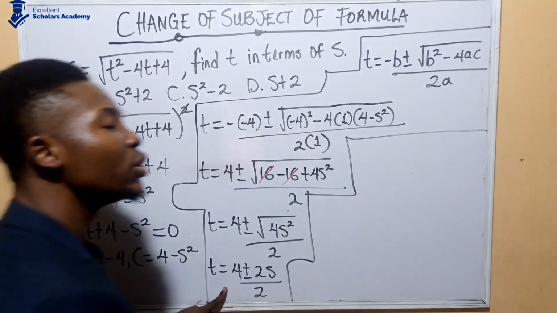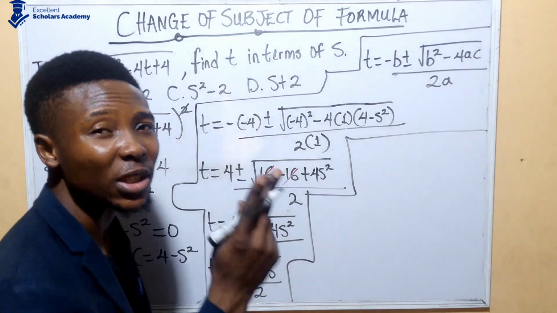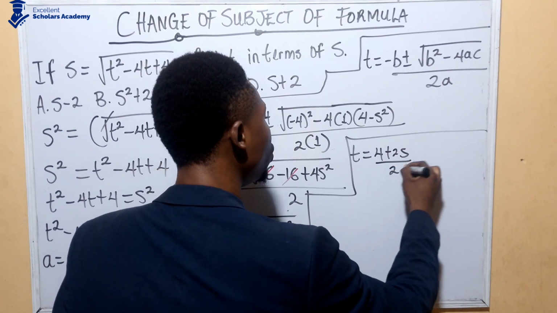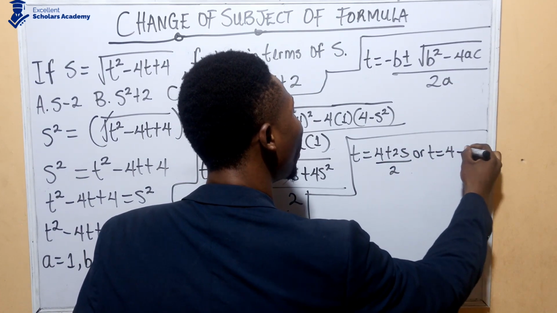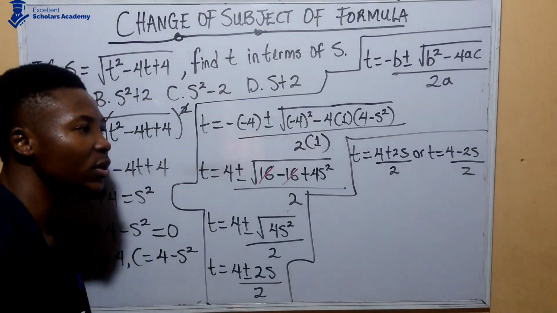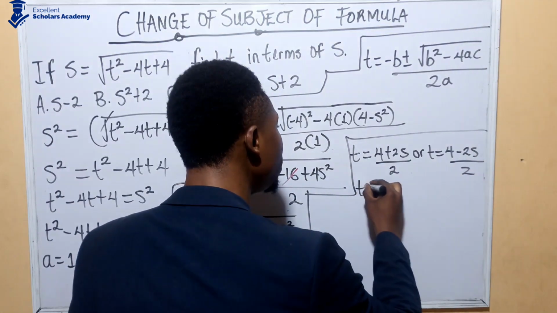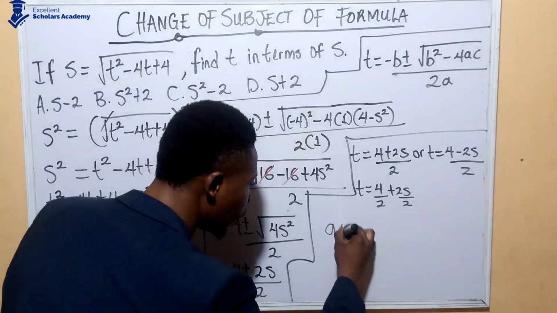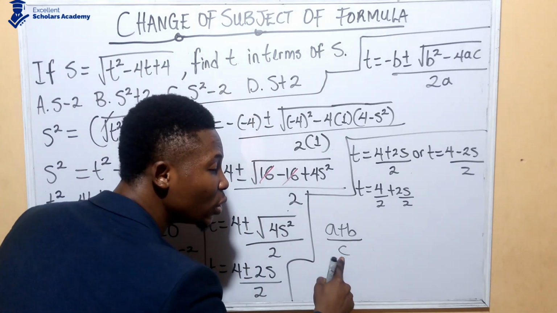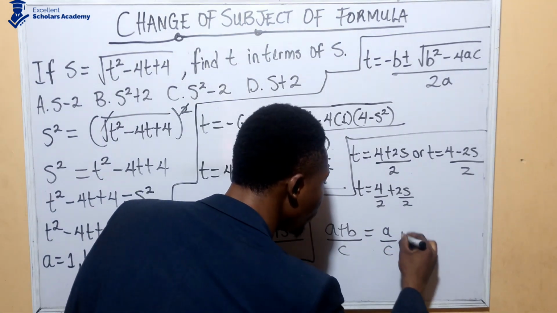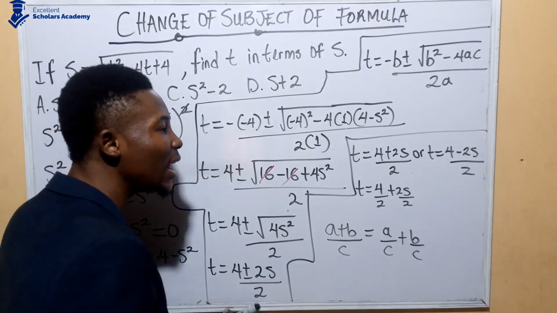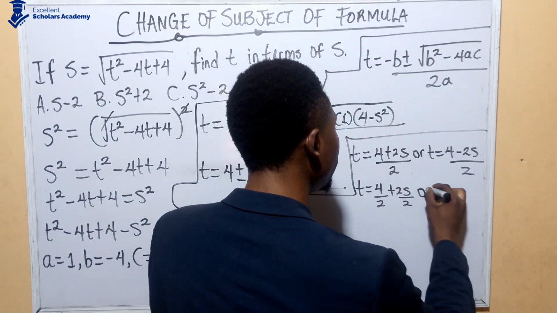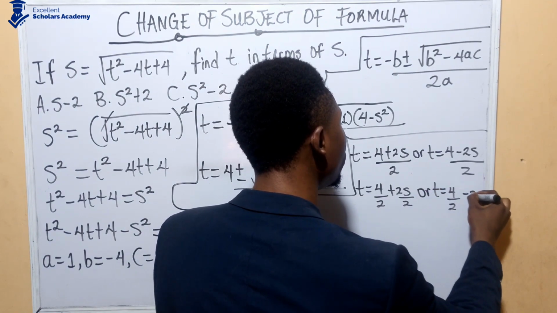Don't forget this plus or minus, meaning that you must get two answers. So you have t is equal to 4 plus 2s over 2, or t is equal to 4 minus 2s over 2. Do you see it now? Now I can split this into t is equal to 4 over 2 plus 2s over 2. When you have a plus b over c, and the denominator is a single thing, it becomes a over c plus b over c. You can split this like this. That's what we are applying here. So now let's continue. Or t is equal to 4 over 2 minus 2s over 2.